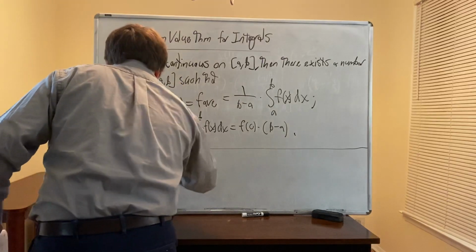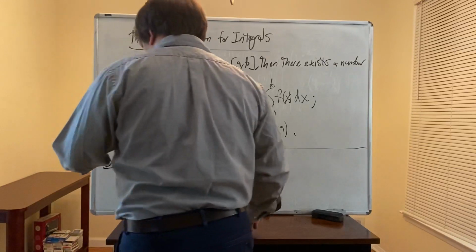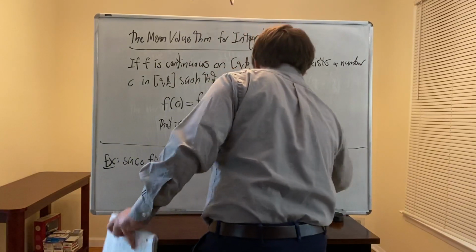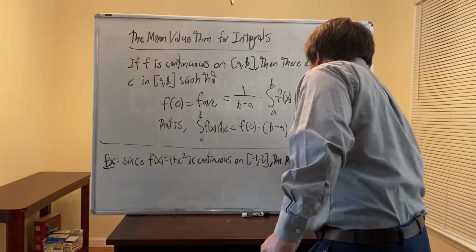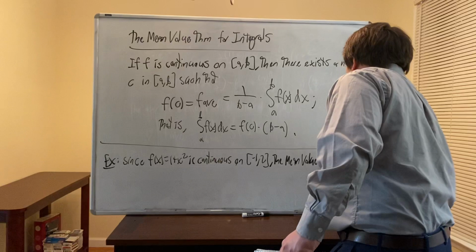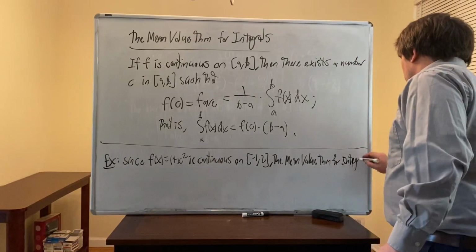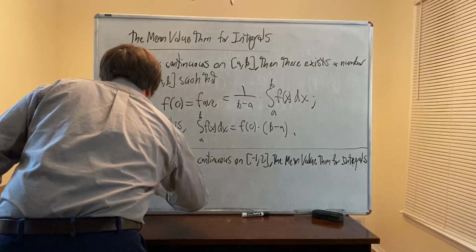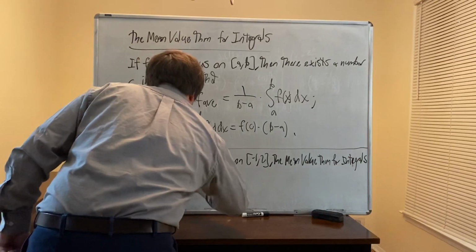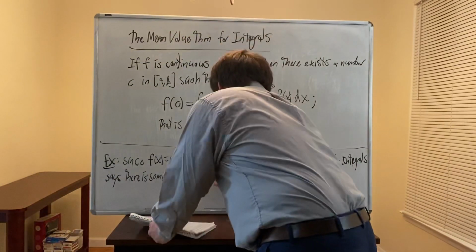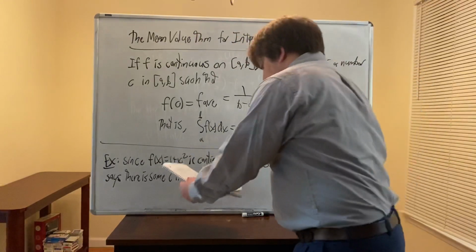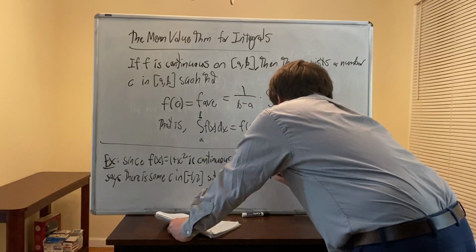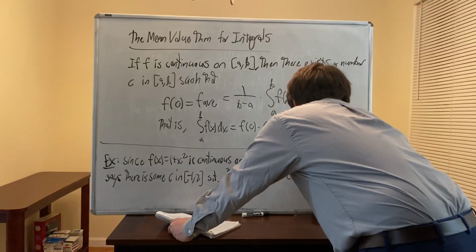Since f of x is equal to 1 plus x squared is continuous on the interval -1, 2, the mean value theorem for integrals says there is some c in that interval, -1, 2, such that, s.t. is the abbreviation for such that, the definite integral from -1 to 2 of 1 plus x squared dx is equal to f of c times b minus a, which is 2 minus -1.